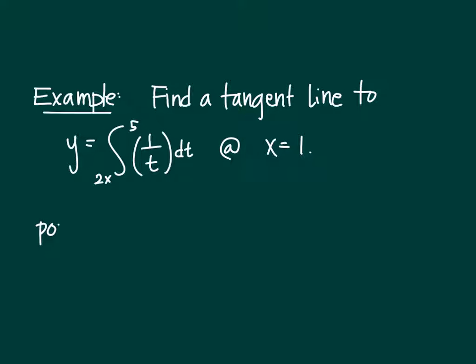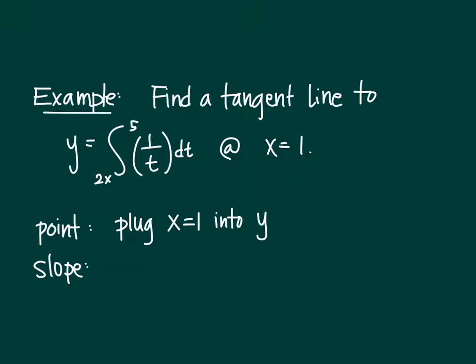So to find our point, plug that in. We plug x equals 1 into y. To find our slope, we're going to have to plug x equals 1 into what? y prime. So to find our point, we will simply plug 1 into the function that we have. To find our slope, we're going to have to convert it to y prime first and then plug it in.